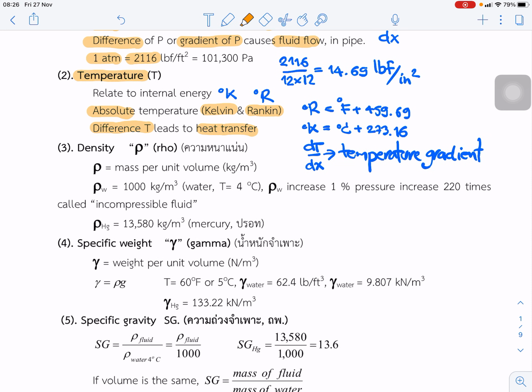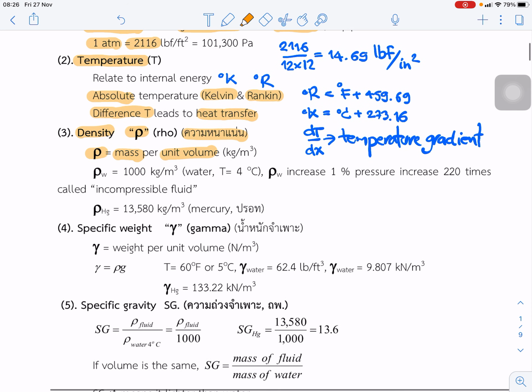The next parameter is the density. We use rho to represent the density. Density is mass per unit volume, for example, kilogram per cubic meter. The density of water is 1000 kilogram per cubic meter at 4 degrees C, but it changes a little bit when the temperature changes.